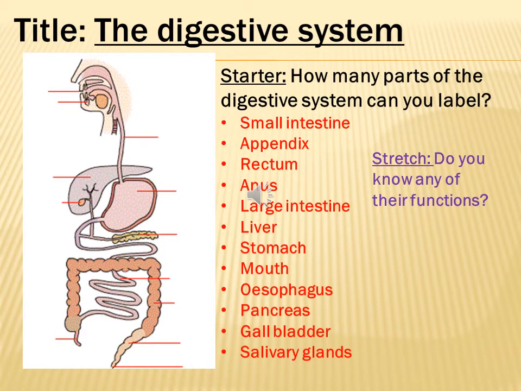Now you should know or memorize with me how many parts of the digestive system you can label. Do you know any of their functions? Start to try to place where the small intestine is found, rectum, anus, large intestine, liver, stomach, mouth, esophagus, gallbladder and salivary glands.